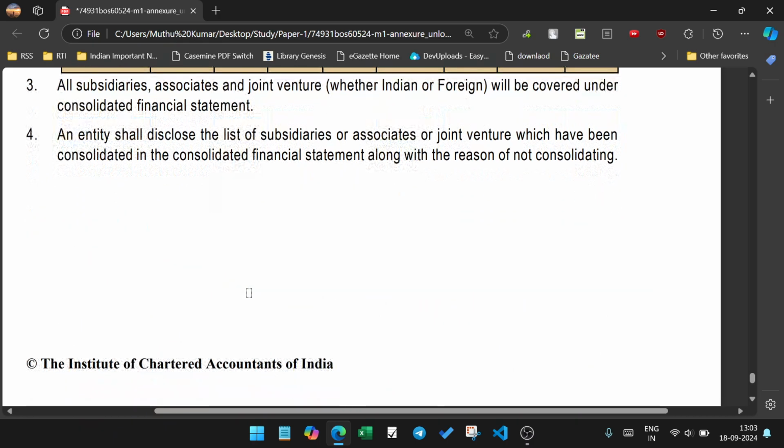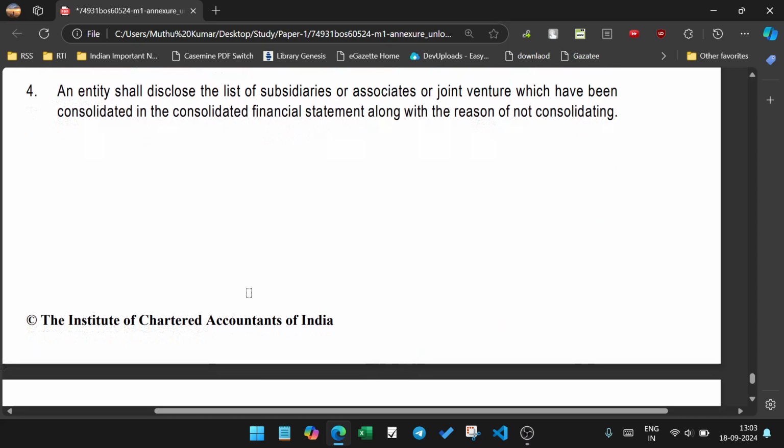The entity shall disclose a list of subsidiaries, associates and joint ventures which have been consolidated into the consolidated statement, along with the reason for non-consolidation.